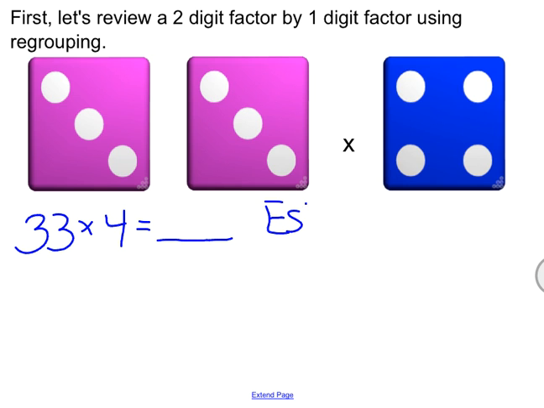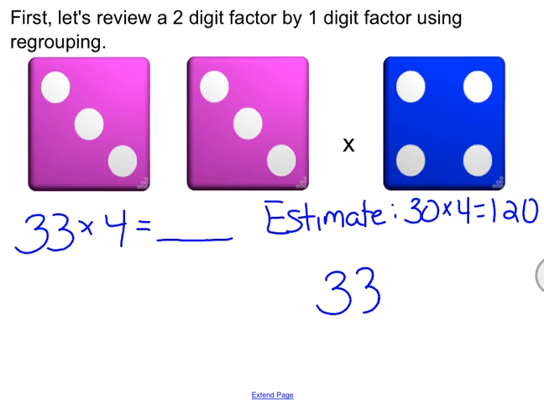I'm going to estimate the product first. So my estimate is 30 times 4 equals 120. Now I will set it up vertically. Vertically means one number on top of the other. In this case, I'm going to put the larger factor, 33, on top, and the 4 below it, making sure I put it in the ones place.